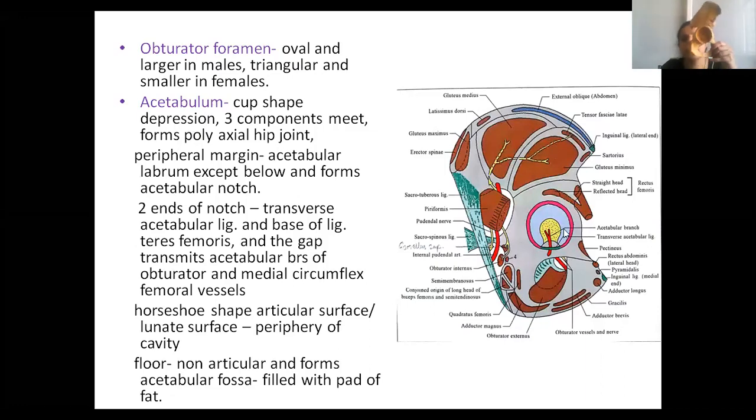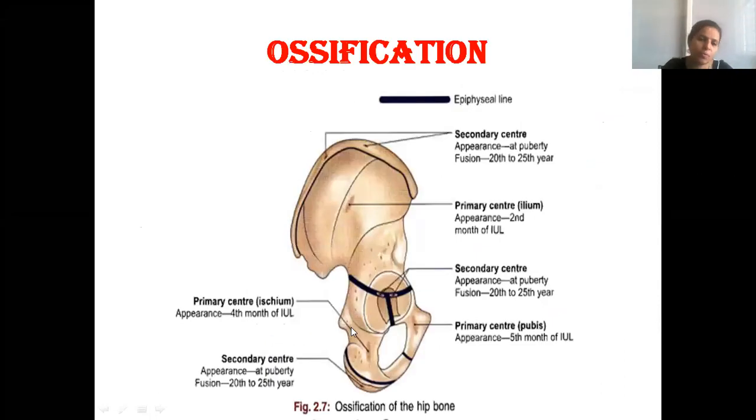Acetabulum is this cup-shaped depression. I told you it is actually formed by the upper two-thirds by ilium, posterior two-thirds by ischium, and anterior one-third by pubis. Isn't it? So that's how we have successfully finished the hip bone.